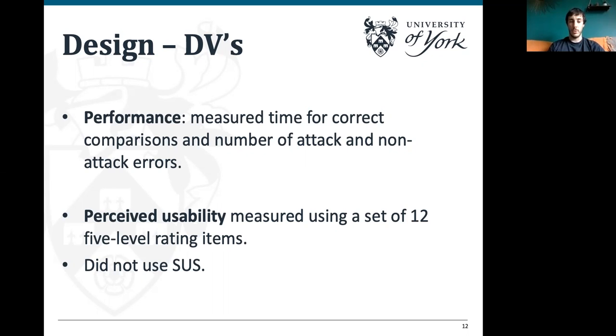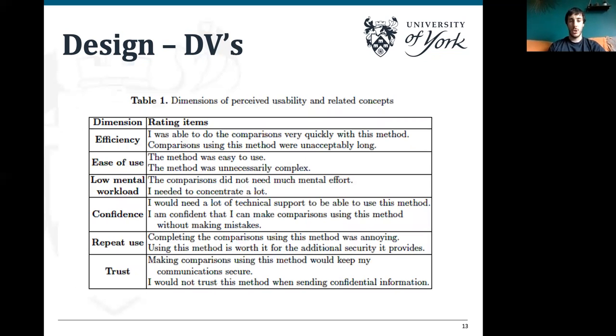We did not use the system usability scale, or SUS, as we felt it was old, and there were questions included that were not relevant to our context. So in terms of the 12 questions, they are shown on the slides. We grouped the 12 questions into 6 dimensions, where the scoring of the questions was flipped where necessary, so that a high score always corresponded to high usability. And we were interested in measuring the perceived efficiency, ease of use, low mental workload, confidence, whether they would repeat their use of the comparisons, and the trust that they had in the comparison.